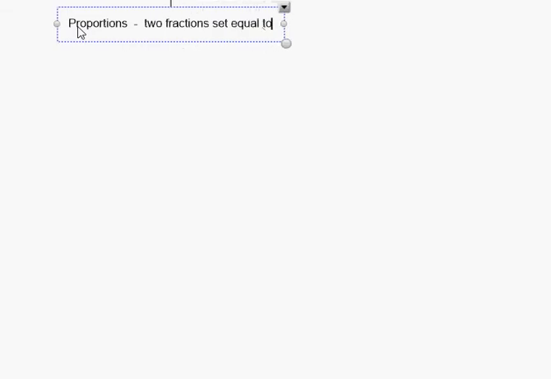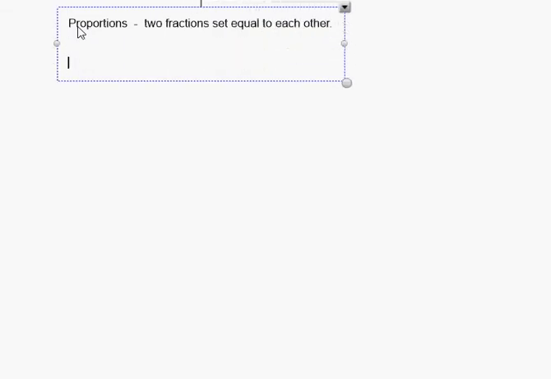And if you have proportions, this is two fractions set equal to each other. To solve a proportion, we do cross product.